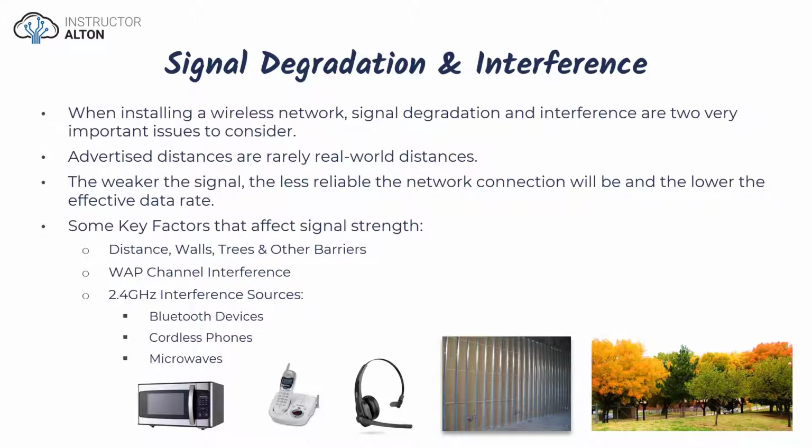And it all comes down to an important point, that advertised distances are rarely real-world distances. So just because a manufacturer puts it on paper as marketing material, in the real world, the odds of you seeing those advertised distances is going to be next to none. And the weaker the signal, then the less reliable the network connection is going to be, and the slower the effective data rate is going to be as well. So some things to think about.